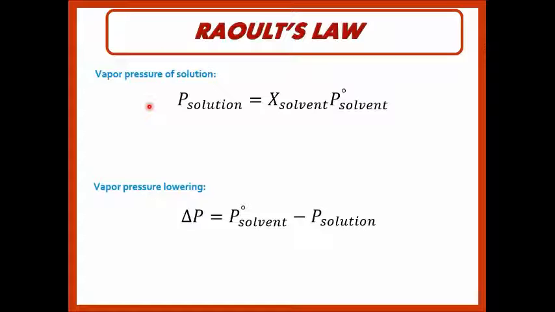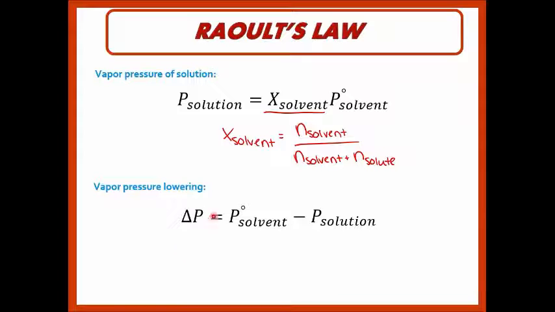We can quantify the vapor pressure of a solution using Raoult's law. By definition, the vapor pressure of the solution is equal to the mole fraction of the solvent times the vapor pressure of the pure solvent. Remember that the mole fraction of the solvent is equal to the moles of solvent over the moles of the solvent plus the solute, in other words, the moles of solution.